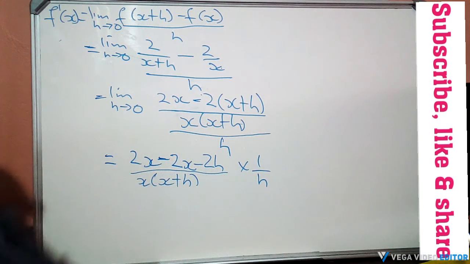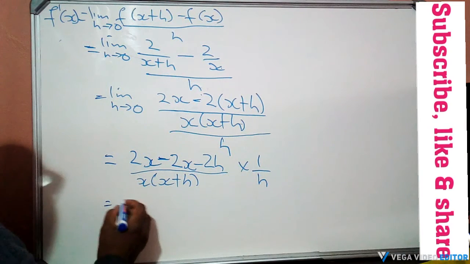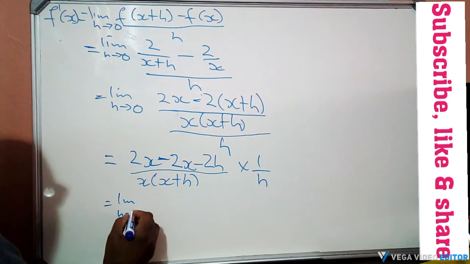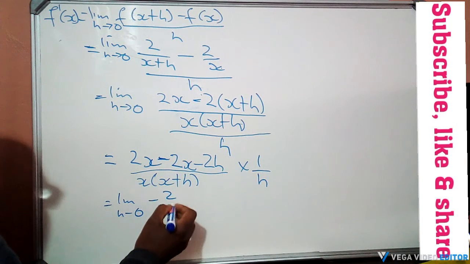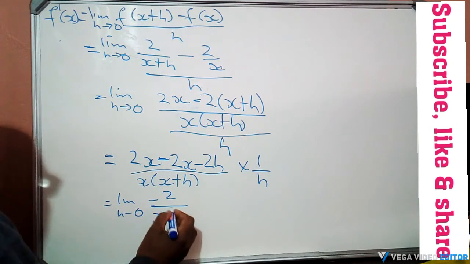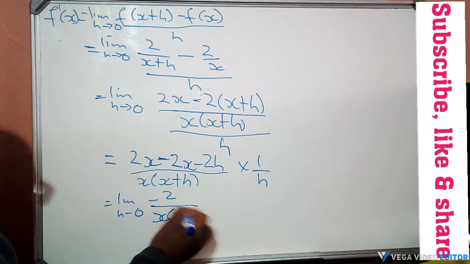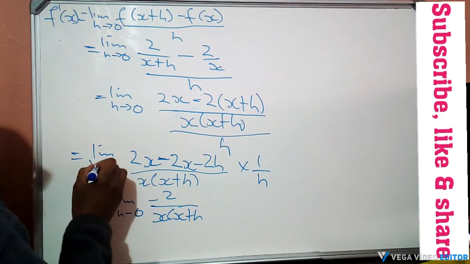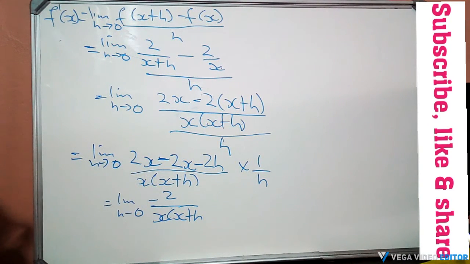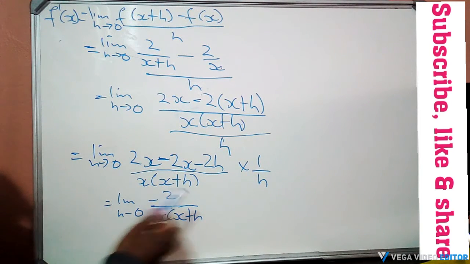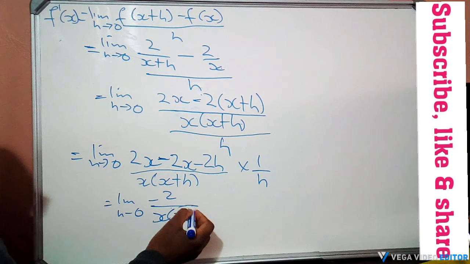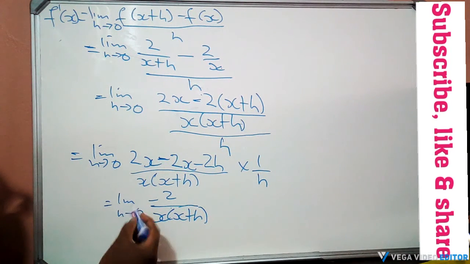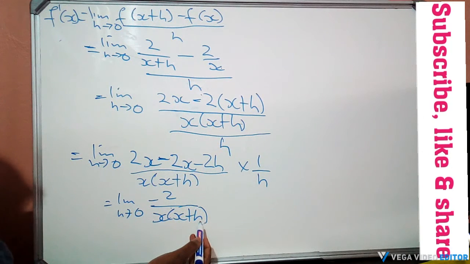Negative 2, limit with h approaching 0, negative 2 over x plus h. Here I forgot the limit again, sorry for that. Limit with h approaching 0. So what is our next step now, having come this far? Remember we still have limit with h approaching 0. We still have only one h there, so where there is h, there is 0, so it becomes x times x, which is x squared.